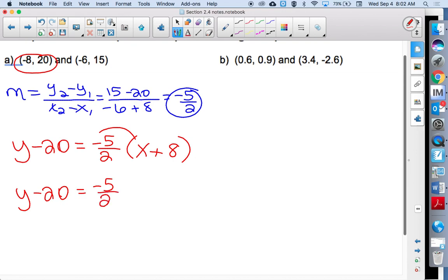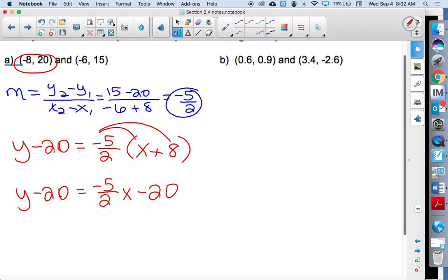Michael, what is negative 5 halves times 8? Positive or negative? Negative. When you're multiplying, I know you all are grabbing those calculators, and remember, my goal is to get you not to immediately grab your calculator. You're taking negative 5 times 8. That's negative 40. This fraction bar is also a division bar. So negative 40 divided by 2 is negative 20.